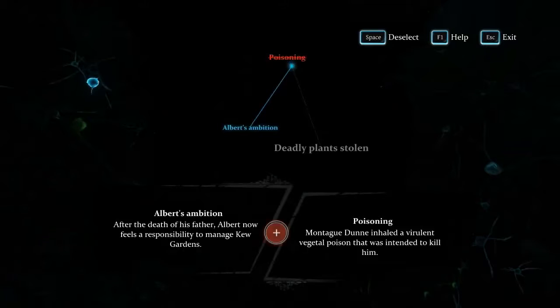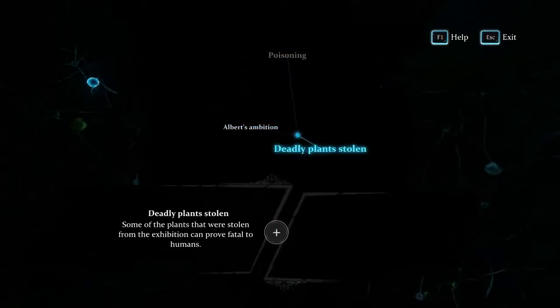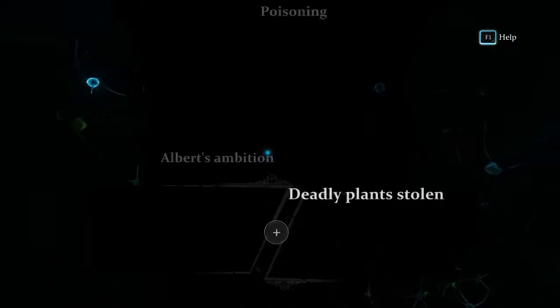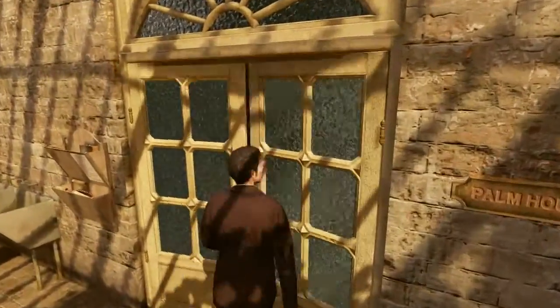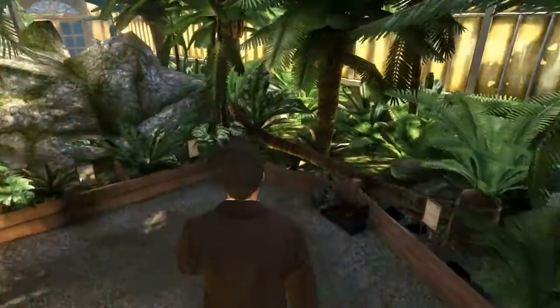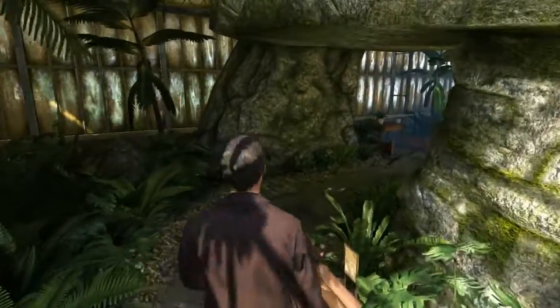Albert's ambition, poisoning, daily plant stolen. Okay, that's not actually useful. Alright, never mind. We have keys, guys. We have keys and we're gonna break in everywhere.